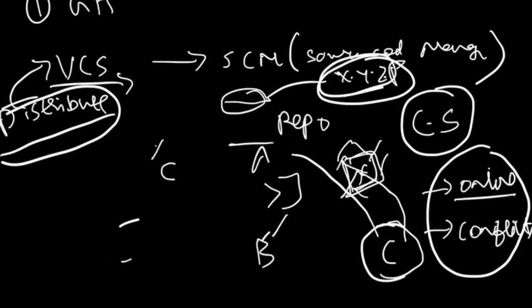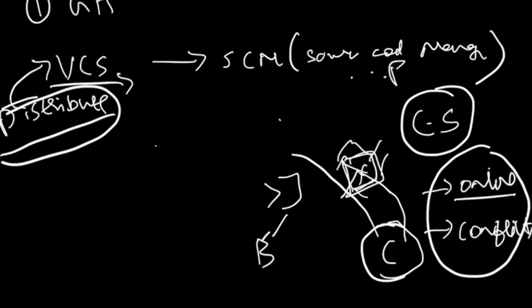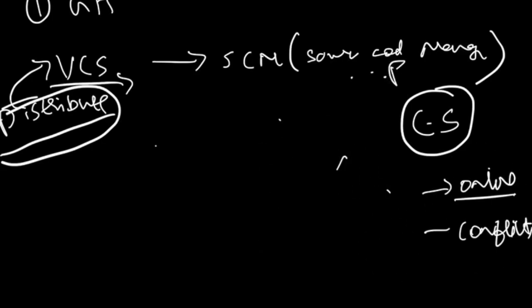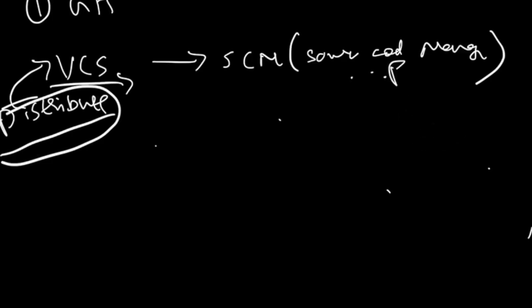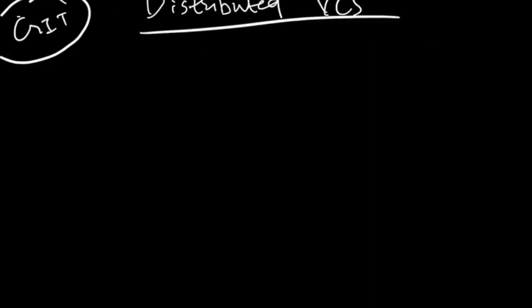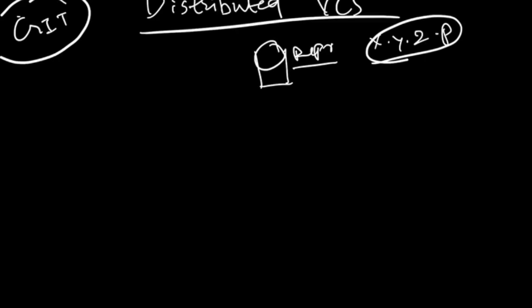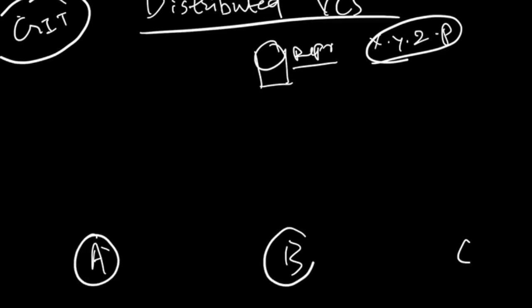That's where the distributed version control management system is so popular from the past one and a half decades. So what exactly is a distributed version control management system? Let's get into that. So what happens in a distributed version control system? There is a repository here which is again hosted in x.y.z.p, let's say in this IP address, and there are three contributors A, B, C who want to contribute to this repo.